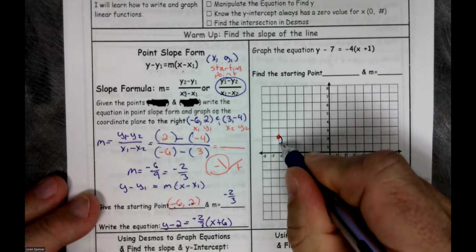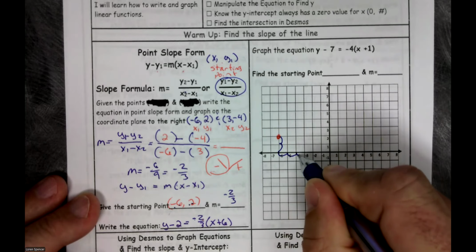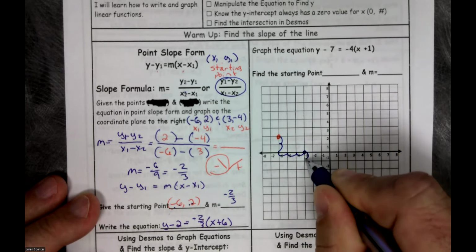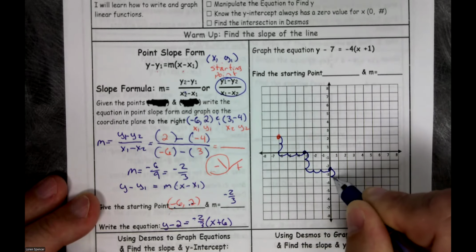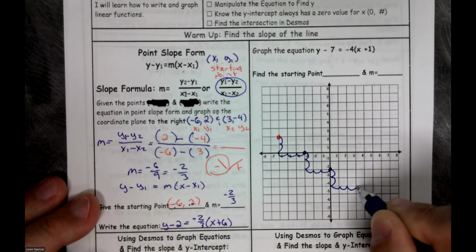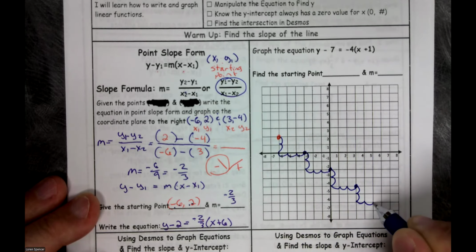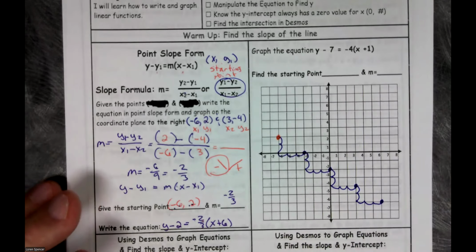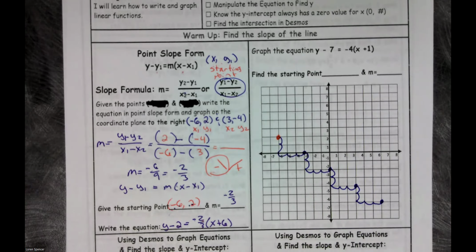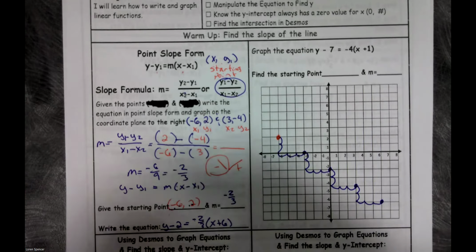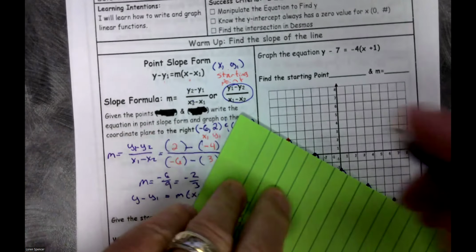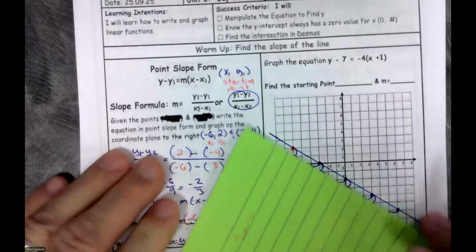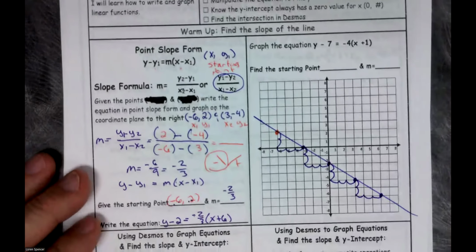So down 1, 2, over 1, 2, 3. Down 1, 2, over 1, 2, 3. And we'll do one more. Down 1, 2, over 1, 2, 3. We could keep going, but that's good enough. And we'll go ahead and draw an approximately straight line. Handy dandy notepad. There we go. So that's our first one.